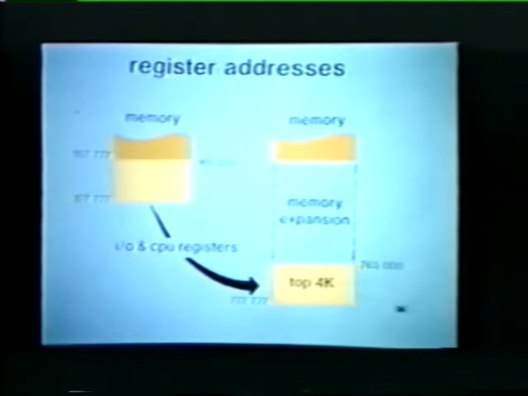The processor responds by placing 1s on bus address lines 16 and 17. As a result, the most significant address digit is converted from a 1 to a 7. This conversion places all register addresses in the last 4K of our total address space.